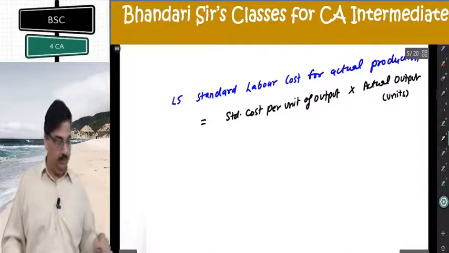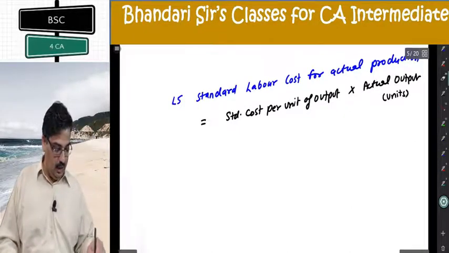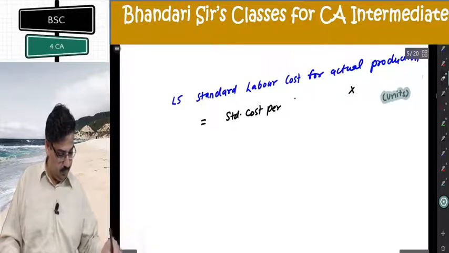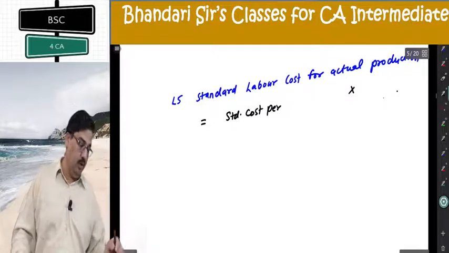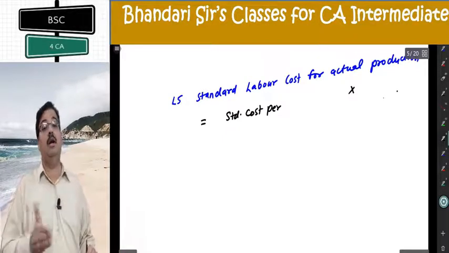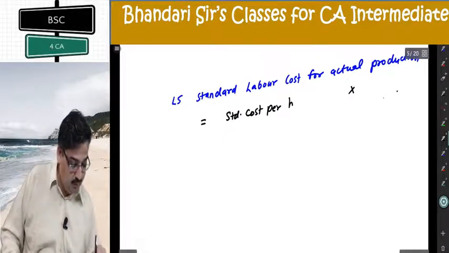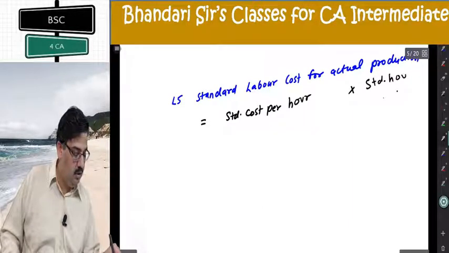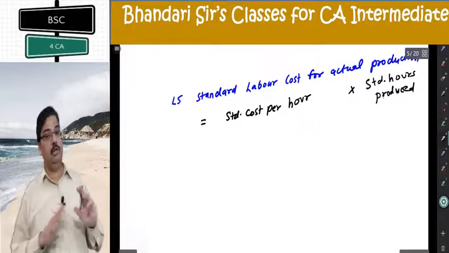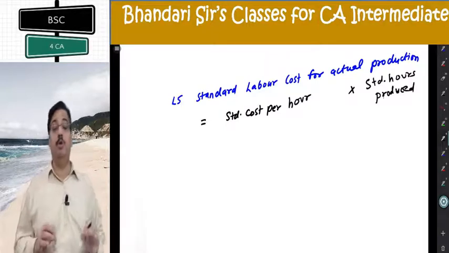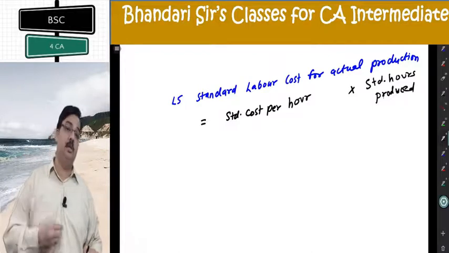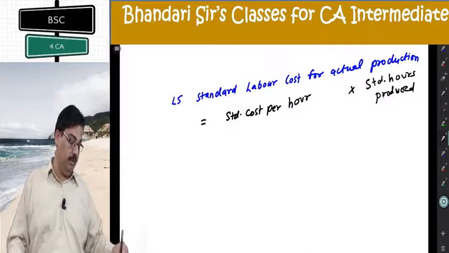Reaching last step. Here, this formula shall not be applicable, because actual output in units is not known. Instead, standard hours worked are known. Standard cost per hour multiplied by standard hours produced. Be sure it is not budgeted hours, it is standard hours produced. The difference I have told you many times in fixed overhead variances also, in flexible budget also, many places I have told you the same difference. I am not repeating here.